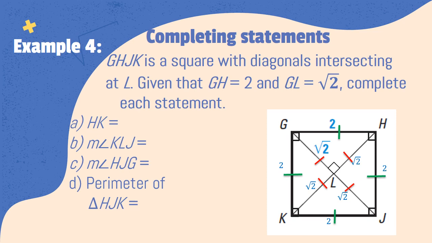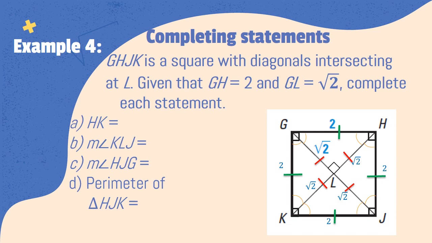Also, using another property of the rhombuses, each diagonal bisects a pair of opposite angles. So the diagonal JG bisects the angle KGH and the angle HJK. And also the diagonal KH bisects the angle GHJ and the angle JKG. So we have all the markings in the figure, and we're ready to find the information that we are being requested.